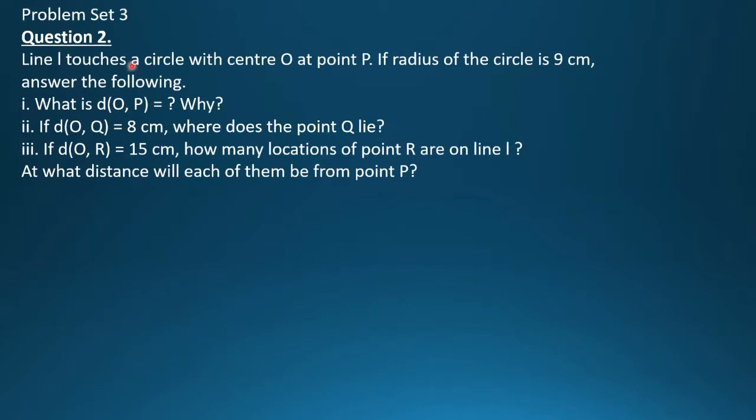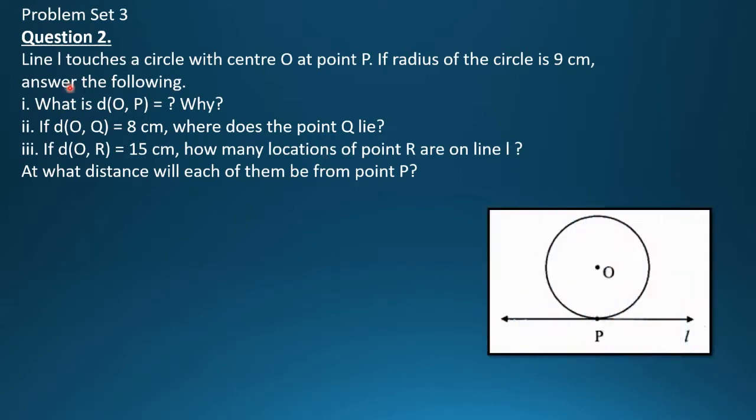Question number 2. Line L touches a circle with center O at point P. If the radius of the circle is 9 centimeters, answer the following questions. The first question is, what is the distance OP? Second, if distance OQ is 8 centimeters, where does the point Q lie?